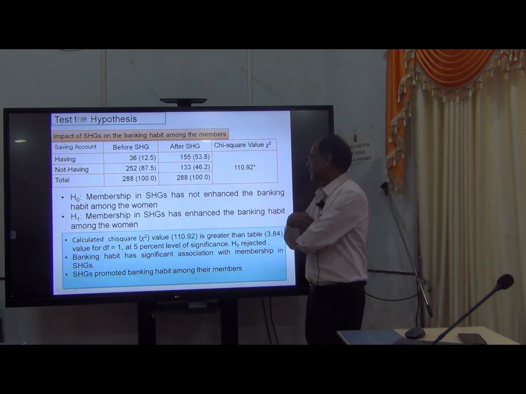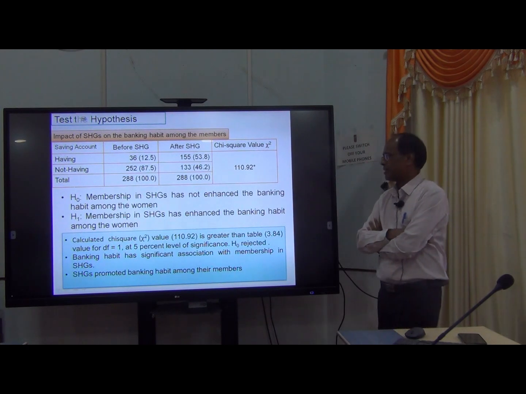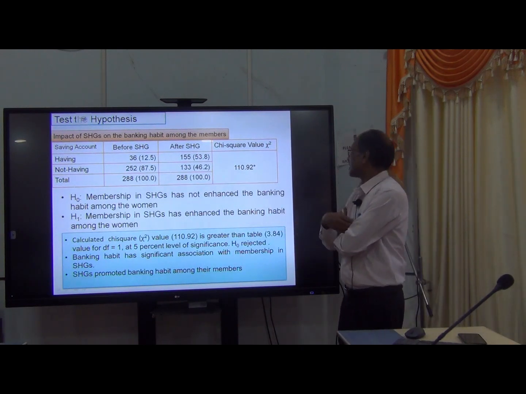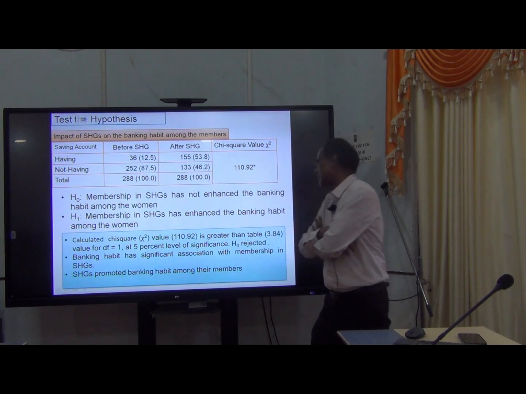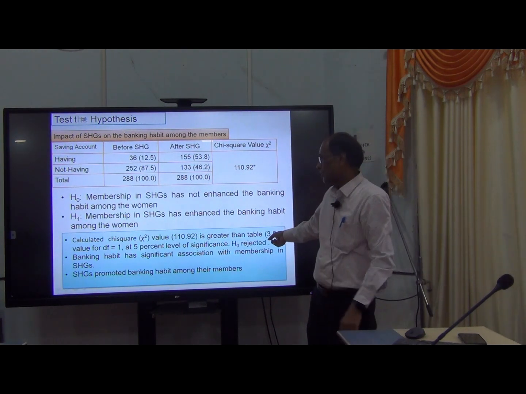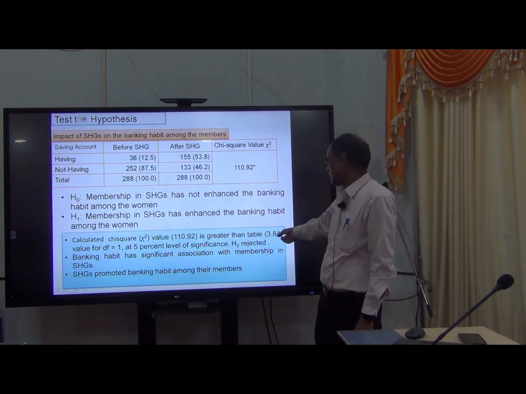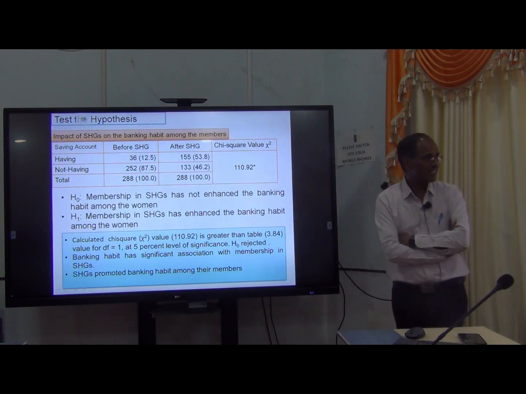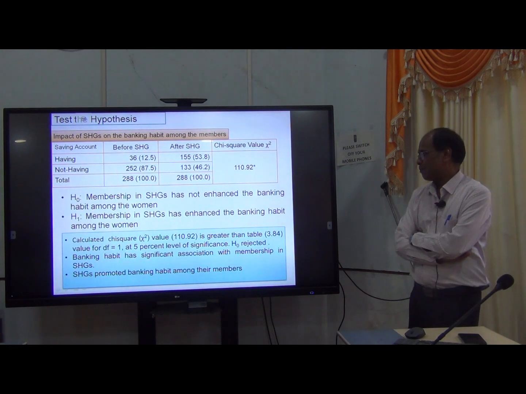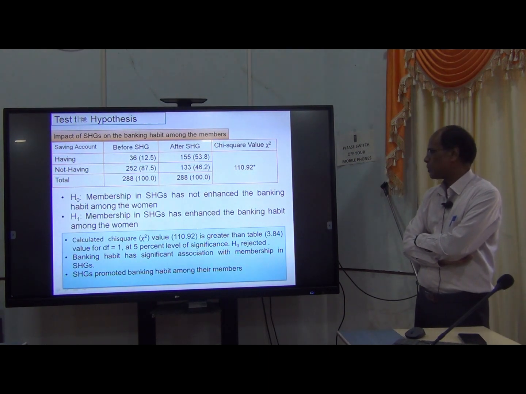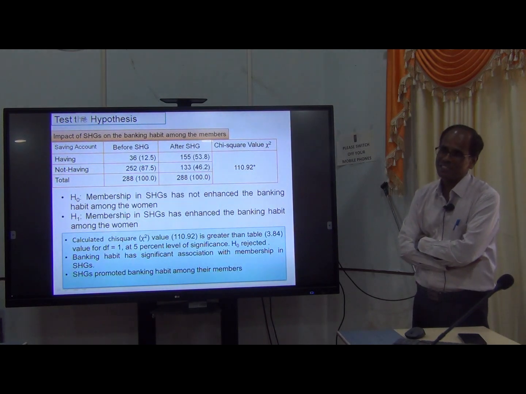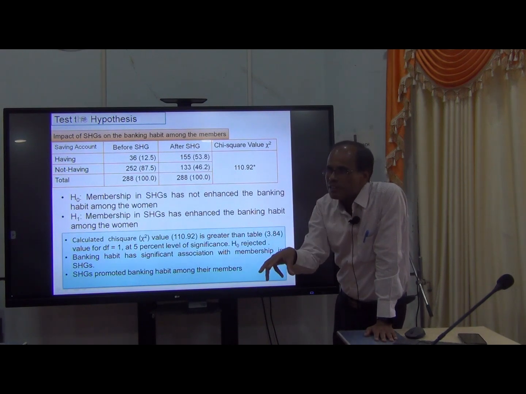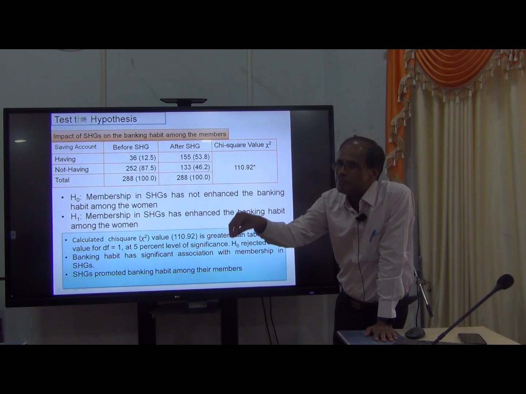Here, the null hypothesis is that membership in SHG has not enhanced the banking habit among the women, whereas the alternative hypothesis is that membership in SHG has enhanced the banking habit. Since the calculated chi-square value, 110.92, is greater than the table value of 3.84 for 1 degree of freedom at 5% level of significance, H0 is rejected. So banking habit is found to be significantly associated with the membership in SHG.